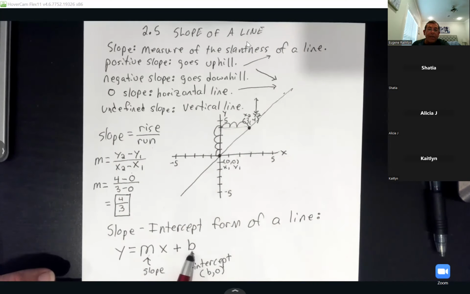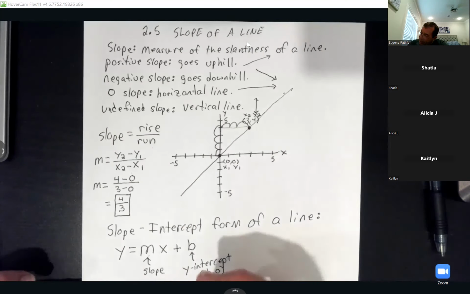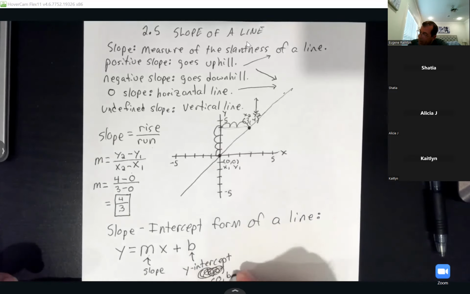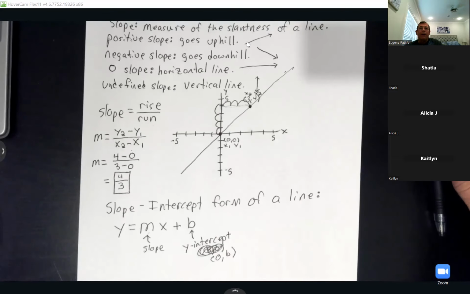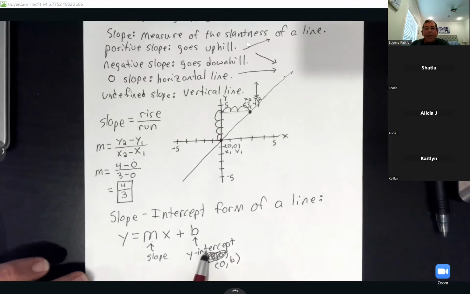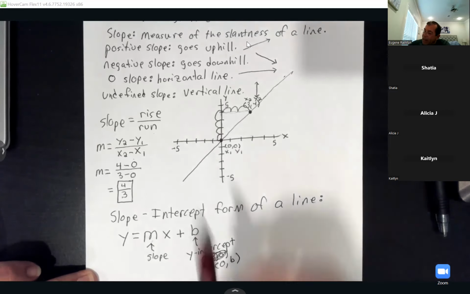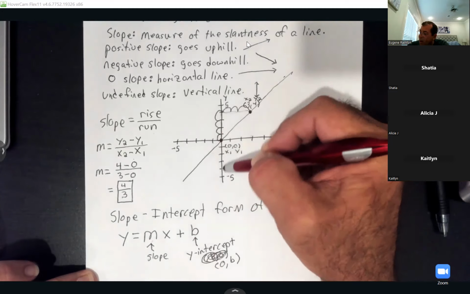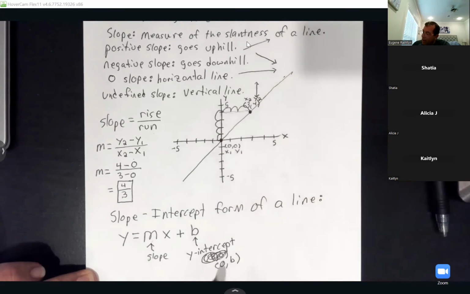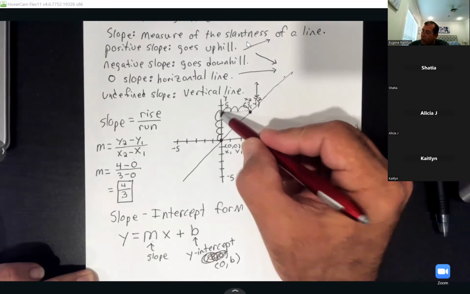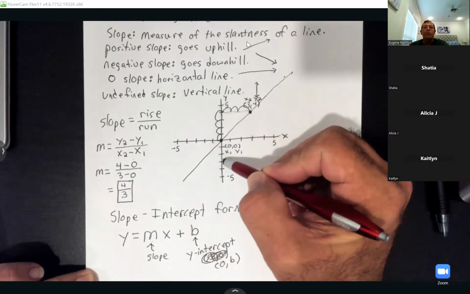So whatever b is, whoops, I'm backwards, y'all, my bad. (0, b). All right, let me pull that down. So the y-intercept is in the form of (0, b). 0 for the x value, because remember, if you're on the y-axis, your x value is 0 right in the center. And then the b would be the point on that y-axis where it's crossing over.